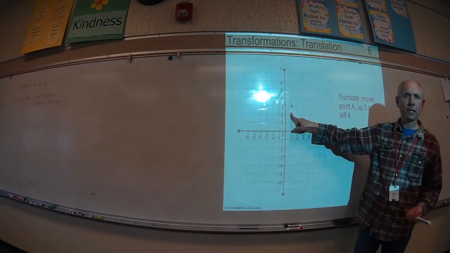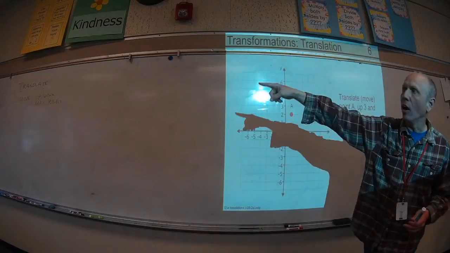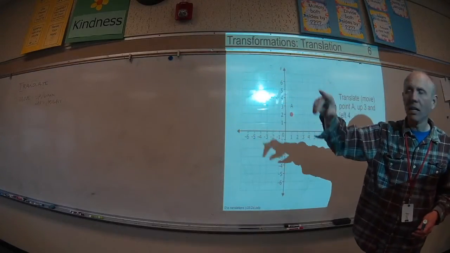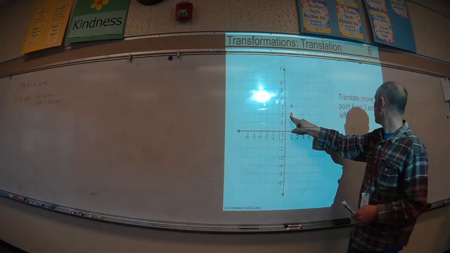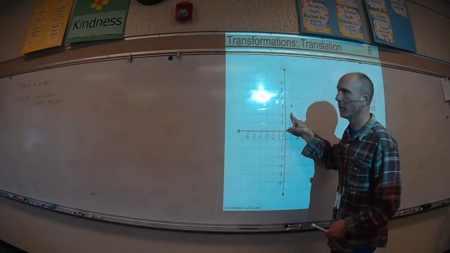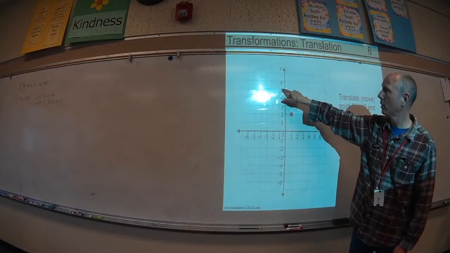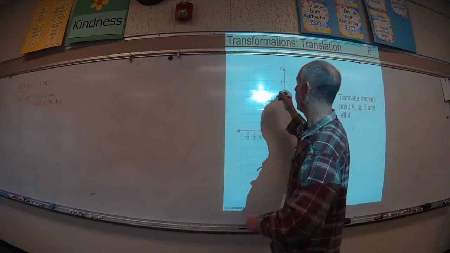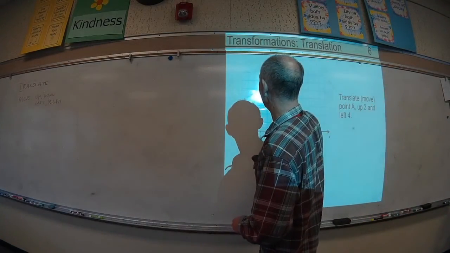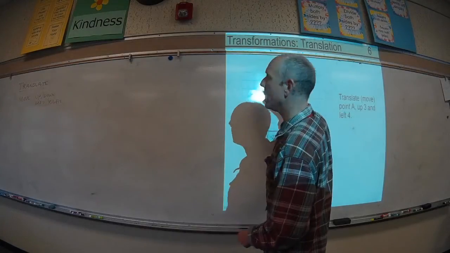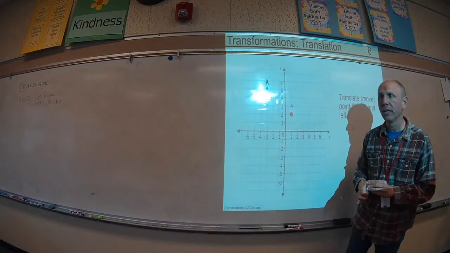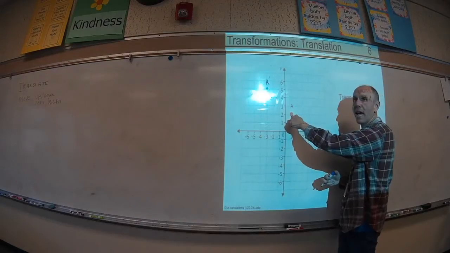I am going to translate this point. All you need in your notes right now is that piece. That's it. I'm going to translate this thing up 3 and left 4. Count with me. Up 3. 1, 2, 3. Left 4. 1, 2, 3, 4. I put the point right there. This point is called A prime. It differentiates it from A.